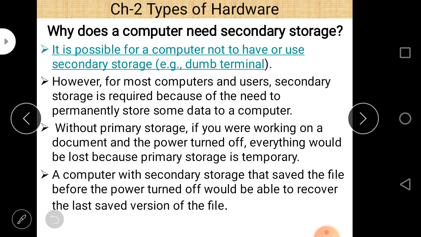And why does the computer need secondary storage? Because without it, if you were working on a document and the power turned off, everything would be lost, because primary storage is temporary. A computer with secondary storage that saved the file before the power turned off would be able to recover the last saved version of the file.